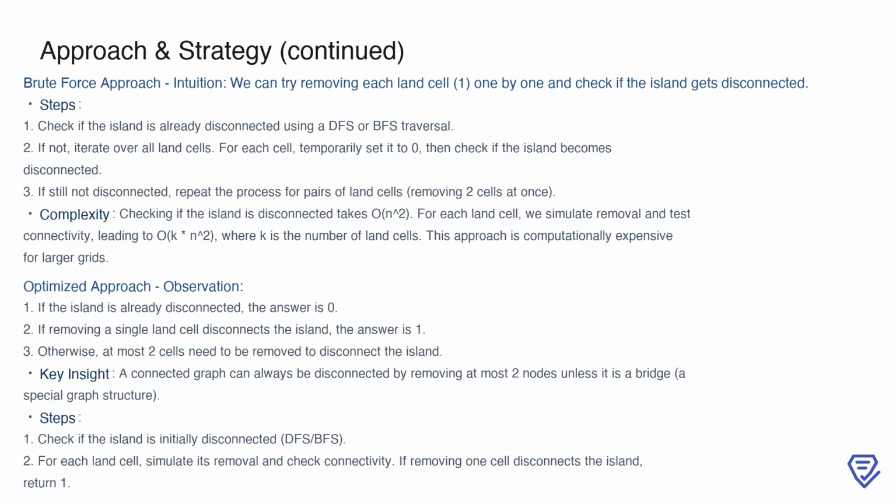Evaluating whether the island is disconnected takes O(n^2), and since we simulate the removal of up to k land cells, the overall complexity becomes O(k * n^2). This makes it impractical for larger grids, as the number of checks grows rapidly.